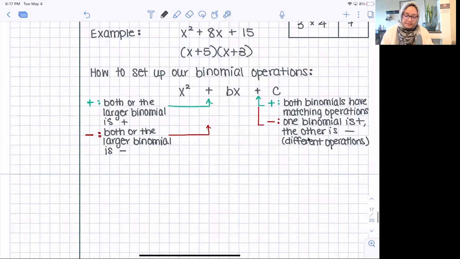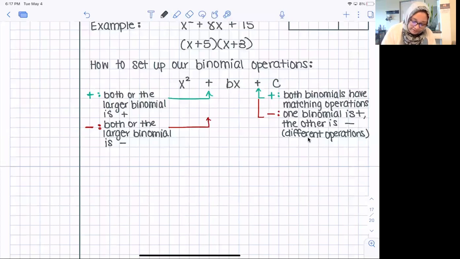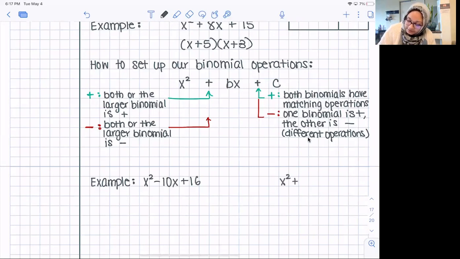All right, let's go ahead and put this into practice. So if we have some examples, all right, so we have an example. Let's say we are factoring x squared minus 10x plus 16. And then let's get another example going here. We'll do x squared plus x minus 6.